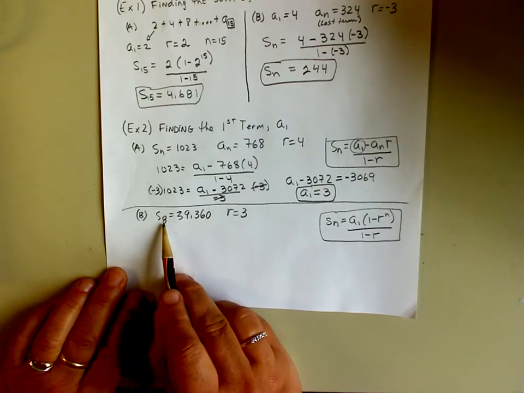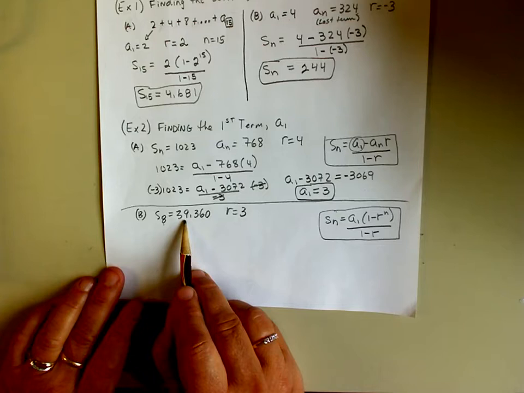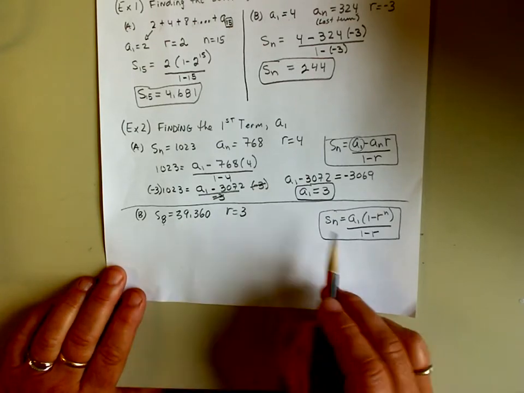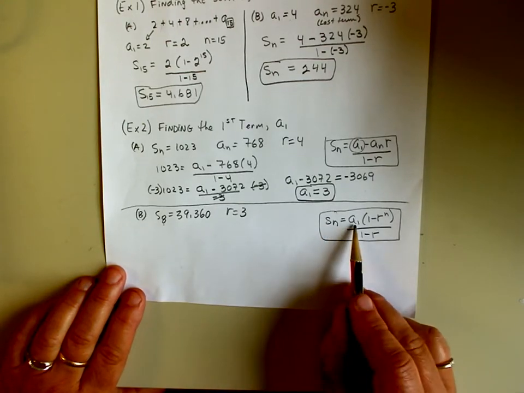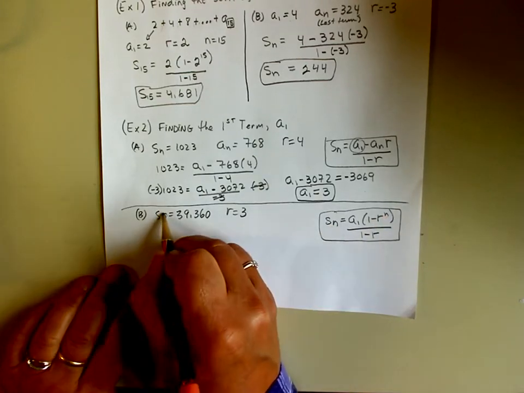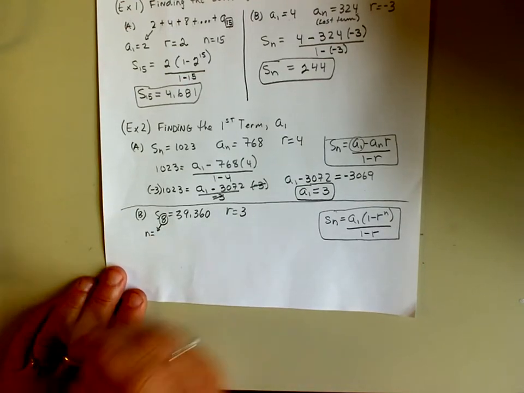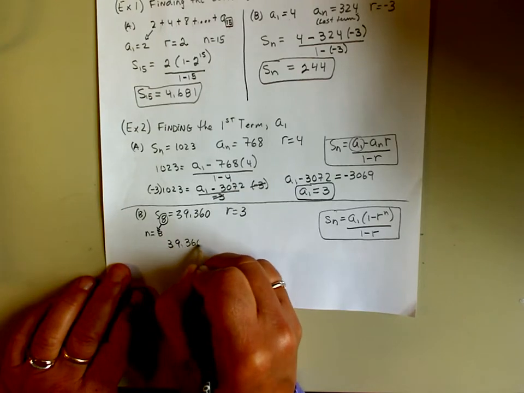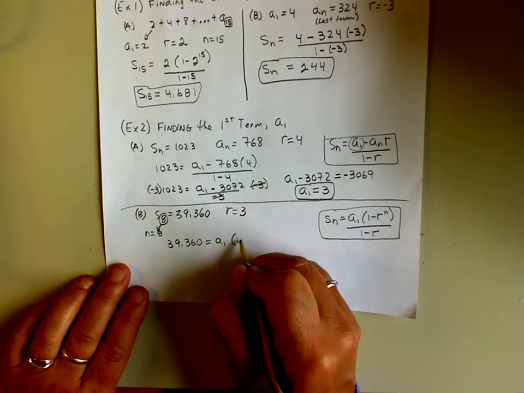here we have the sum of the first 8 terms is 39,360 with a common ratio of 3. So the formula that would suit us better here would be the formula where we have S sub n, r, and we know n because n comes from S sub 8. So we do have the value of n. It's 8. Again, let's just plug in what we know and the nice simple algebra equation to solve after that.